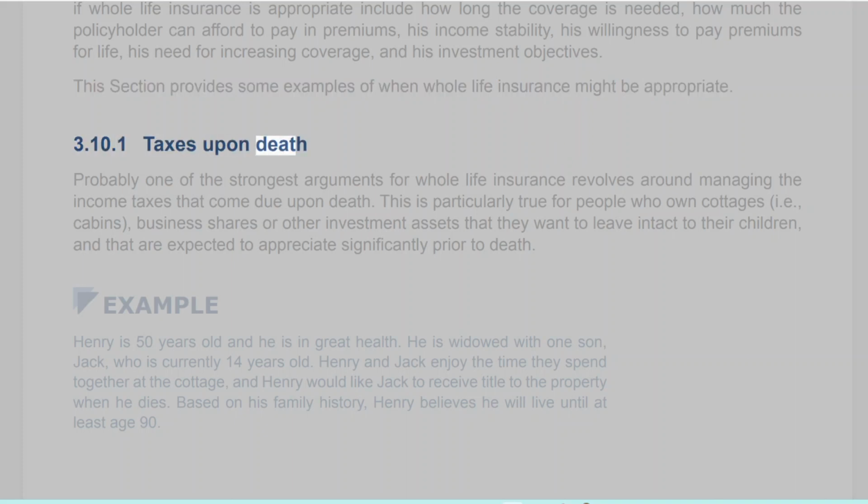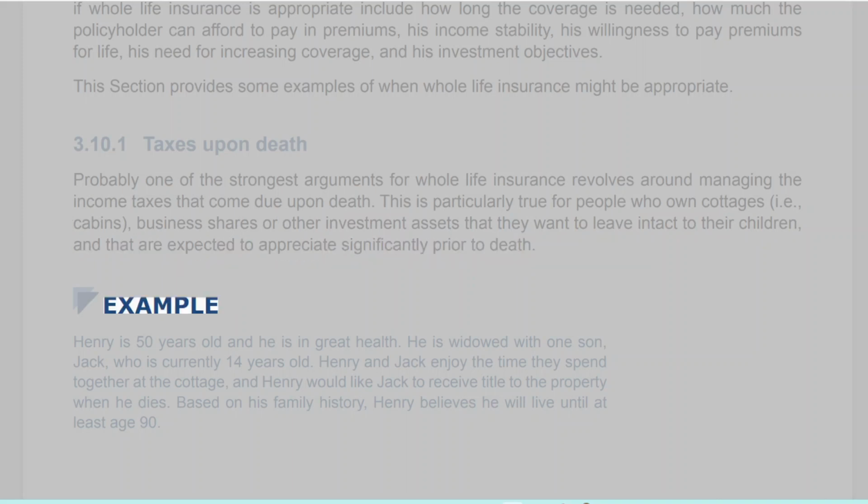3.10.1 Taxes upon death. Probably one of the strongest arguments for whole life insurance revolves around managing the income taxes that come due upon death. This is particularly true for people who own cottages, i.e., cabins, business shares, or other investment assets that they want to leave intact to their children, and that are expected to appreciate significantly prior to death.